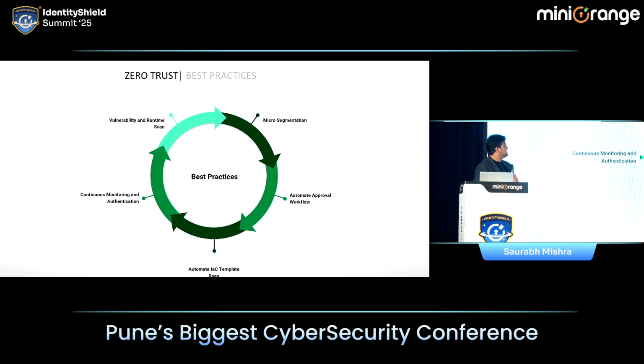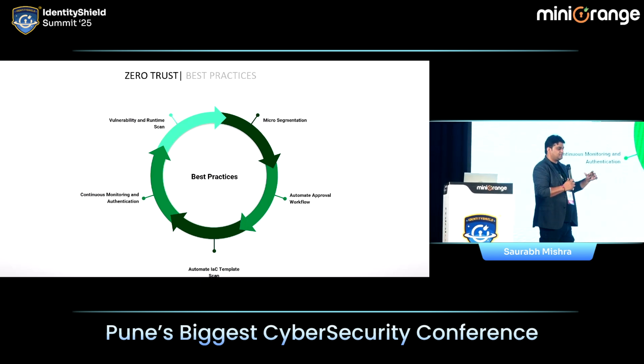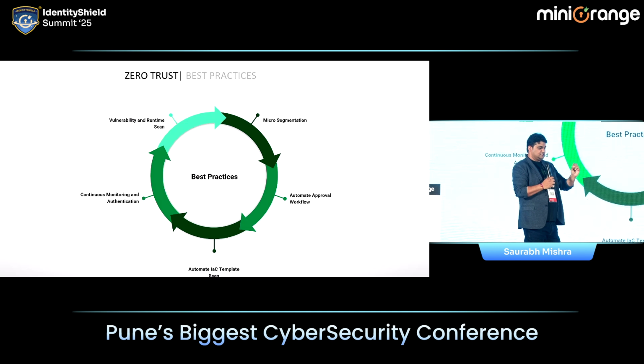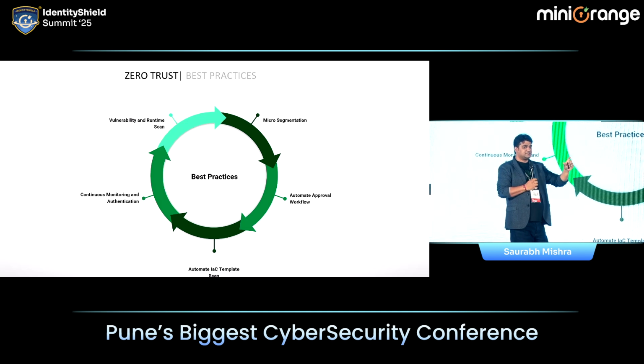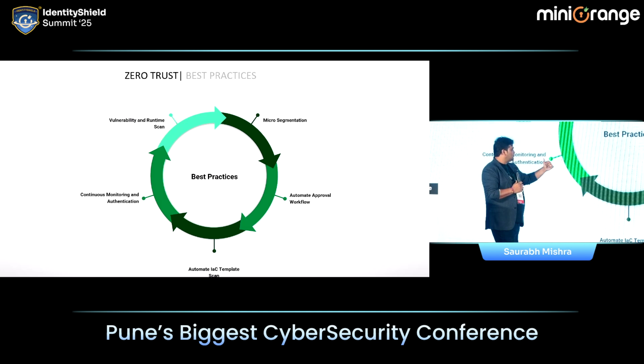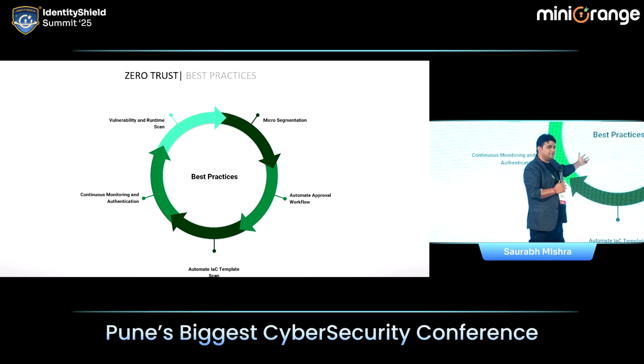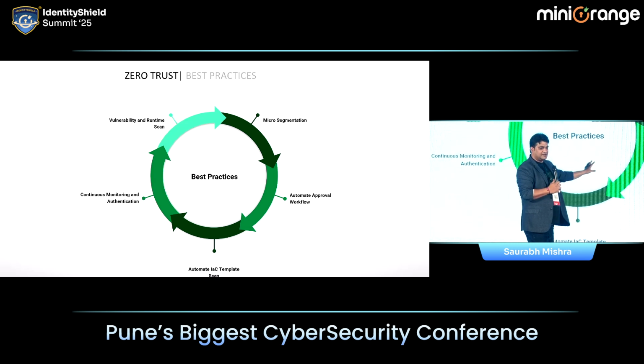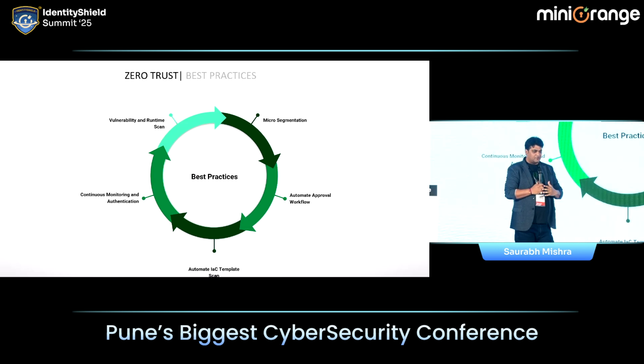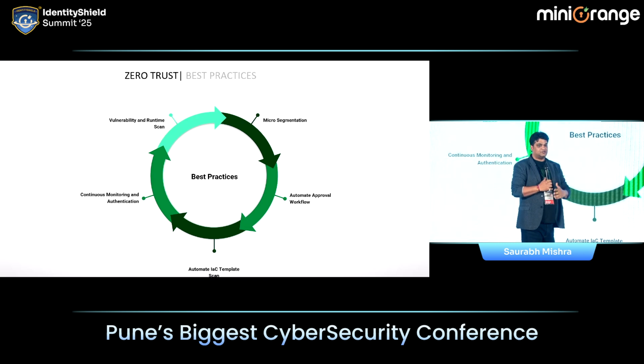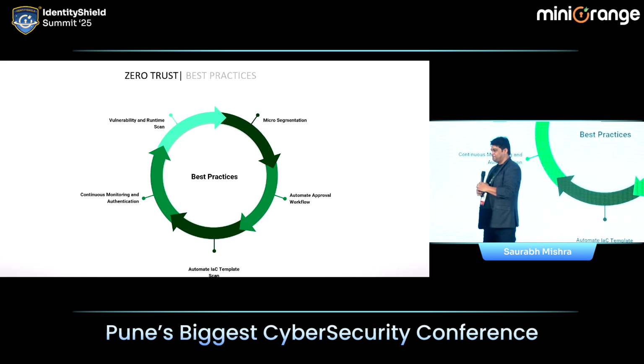So these are the best practices. Micro-segmentation is nothing but breaking the network into smaller chunks and designing the solution in such a way. Then you have to automate the workflow, so you have to implement the DevOps methodology in this case. With DevOps, you try to involve less human intervention and automate whatever things are possible.